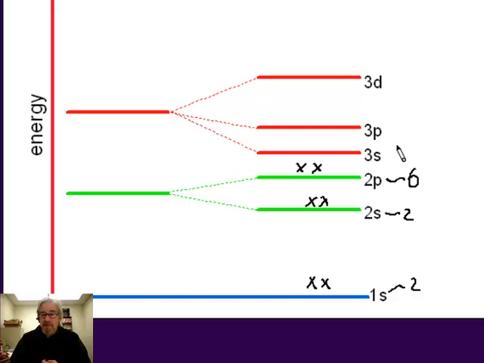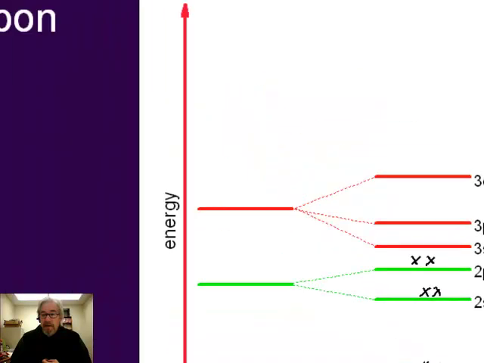Now, if we keep going up through here, we see that once that got full, once we had 6 X's on that line, we'd have to move to the 3s, which can contain 2, like all s's. Then we'd have to go to 3p, which can contain 6. And then when that was full, we'd have to go to 3d, which could contain up to 10.